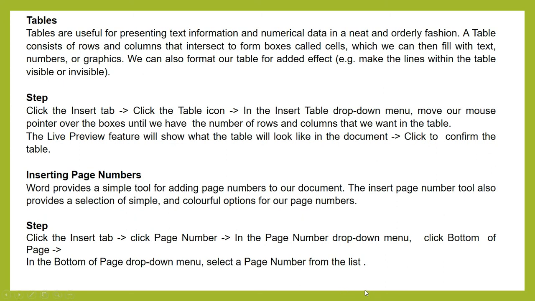Word provides a simple tool for adding page numbers into our document, and the insert page number tool also provides a selection of simple and colorful options for our page number. And your step is go to the Insert tab, click on page number. In the page number drop down menu, click the bottom of the page, then in the bottom of page drop down menu select a page number from the list. Okay, so you can change the format of your page number also. Clear?